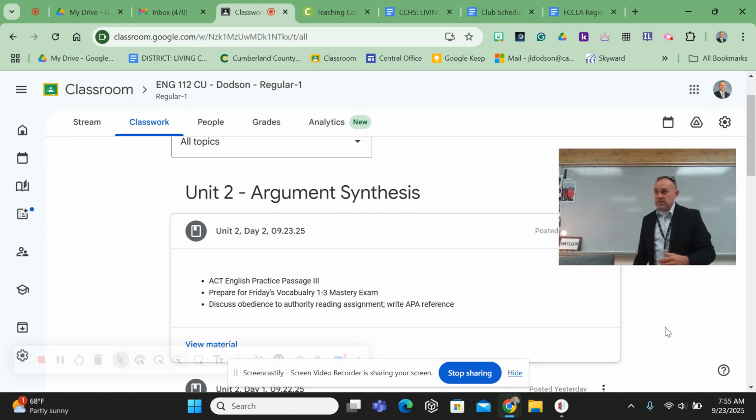To truly synthesize means that the points dovetail. It's not that you're going to summarize this article and that's going to be paragraph 1 and then this article is going to be paragraph 2, but instead you draw evidence from multiple sources into one cogent analysis about a main idea. So that's going to be the point of this essay that you're writing. Again, APA format, 1,000 words.